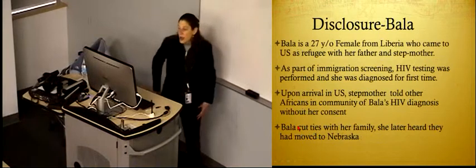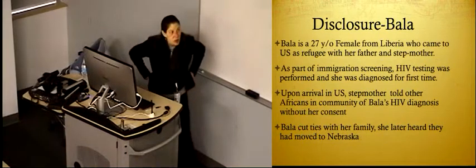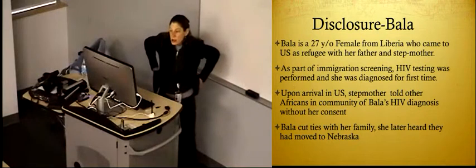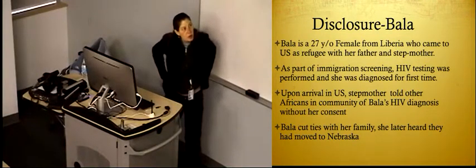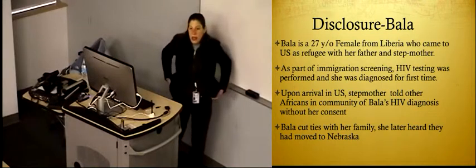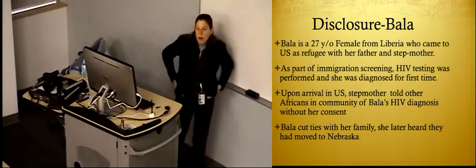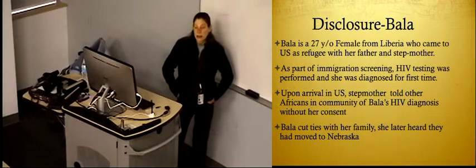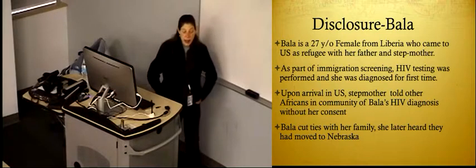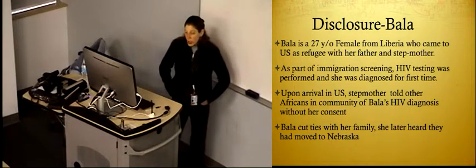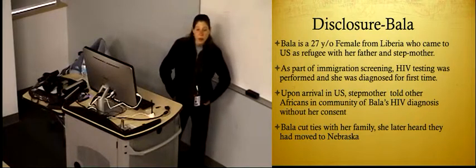I thought I'd share some cases. These are true cases with the names changed of my patients. So first of all, Bala is a 27-year-old female who's from Liberia. And she had an HIV test as part of the immigration processes before the lifting of the travel ban. And she was found to be positive. She was granted a waiver to come to the United States, and she came over with her dad and her stepmother. And she'd never been tested for HIV before.